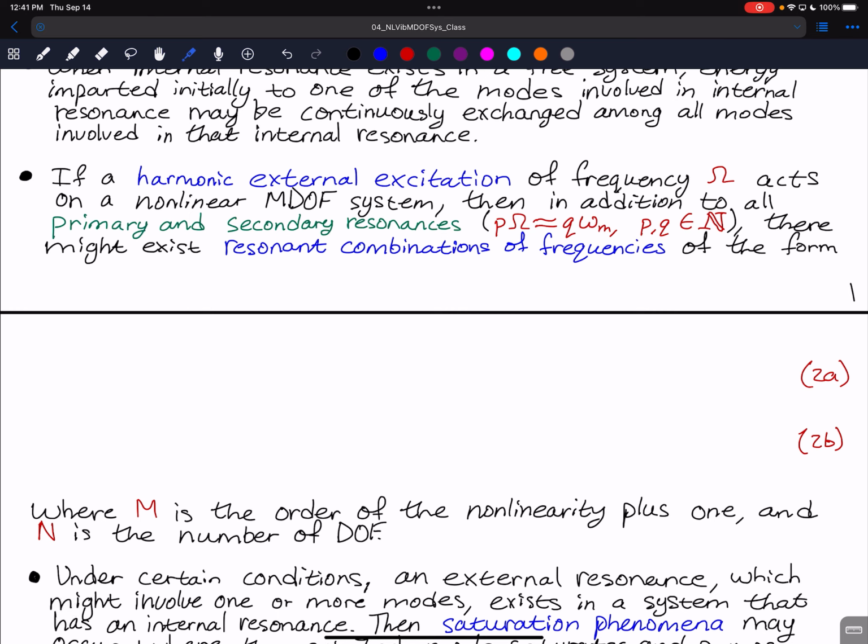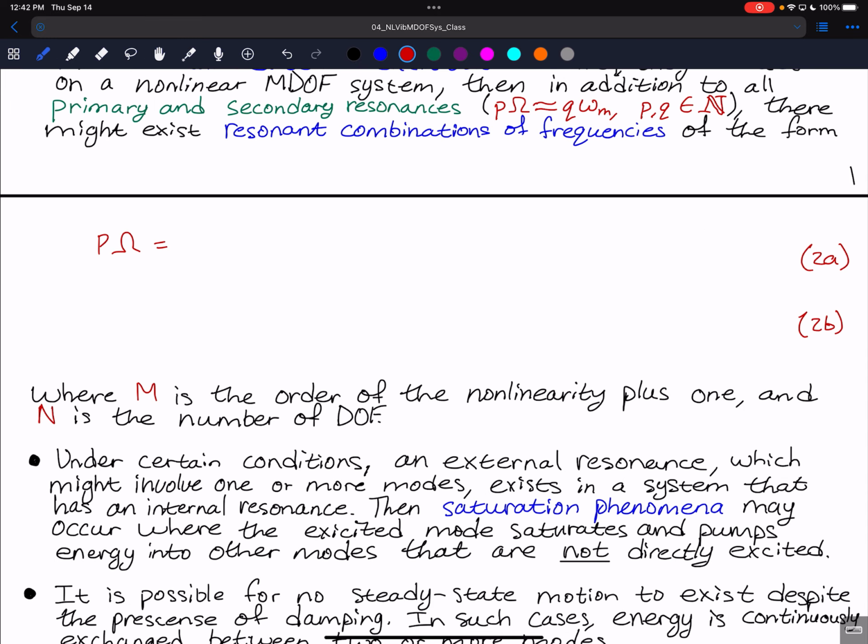Right, so in addition to these internal resonances that occur between these two modes, when we start to add forcing in, then in addition to what we saw, these primary resonances, these secondary resonances, we can get these resonant combinations of frequencies, which can take the form of something like P times capital Omega is equal to A1 times omega 1 plus all the way up to AN times omega N.